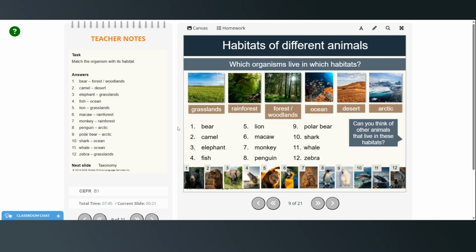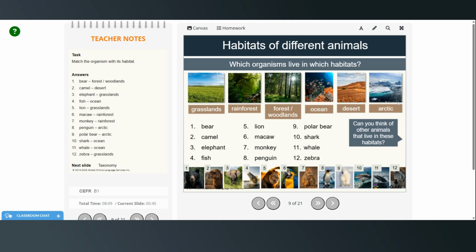All right, so bears can live in the forest and woodlands. A camel would live in the desert. An elephant would live in the grasslands. Fish in the ocean. A lion in the grasslands. A macaw, the rainforest. A monkey, the rainforest.